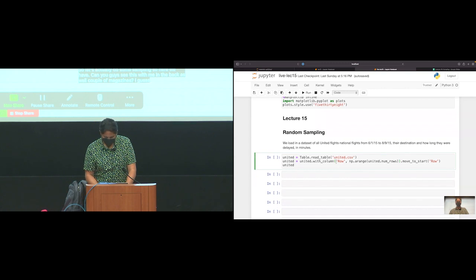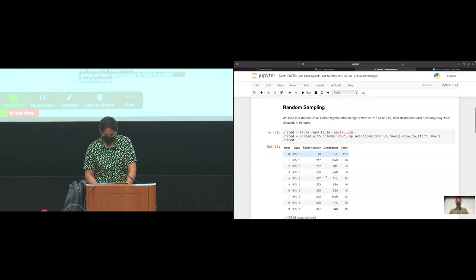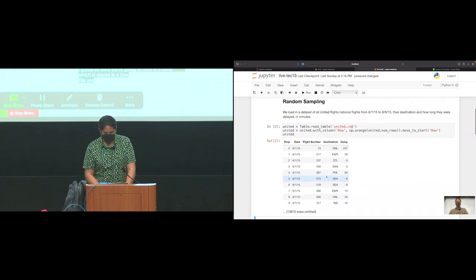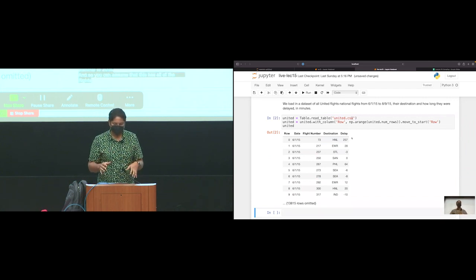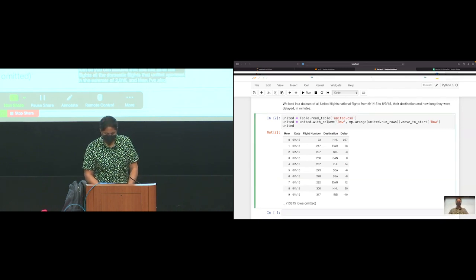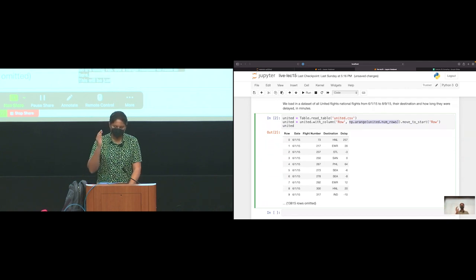Okay. So here we're going to read in a table which is stored in a CSV file. And it basically has a bunch of flights from the summer of 2015. You can assume that this has all the domestic flights that United operated in the summer of 2015. I've also added a column called row, which is just going to have the row number. It's doing np.arange of the number of rows, basically adding in the row numbers from 0 up to the end of the table. And that's what we get here.